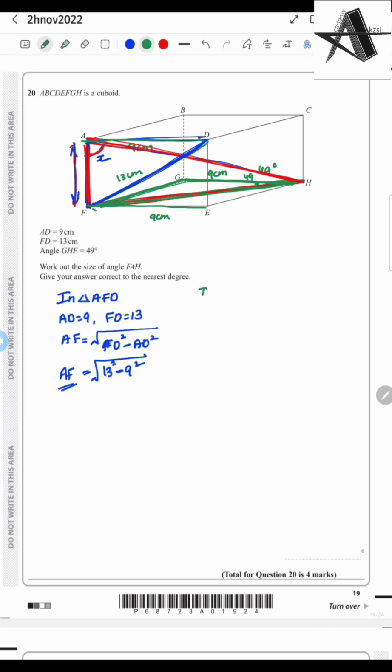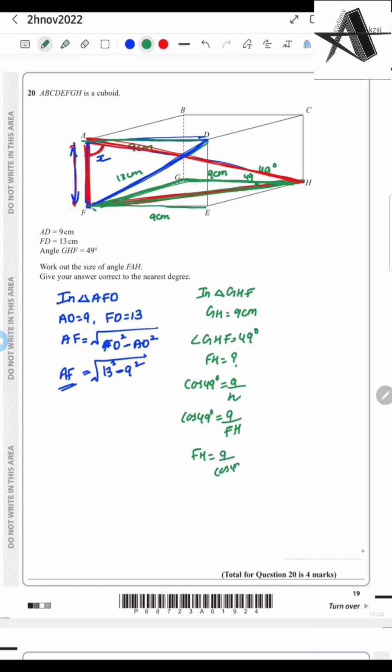So now in triangle GHF, GH is 9 centimeters, angle GHF is 49 degrees. I want to calculate FH. So simple, I need to apply cos. So cos of 49 is equal to adjacent over hypotenuse. Cos 49 is equal to adjacent, which is 9, over hypotenuse, which is FH. From here FH is 9 over cos 49, which is 13.71.